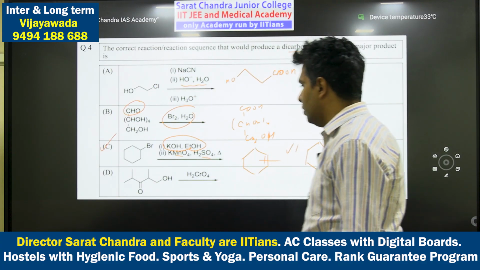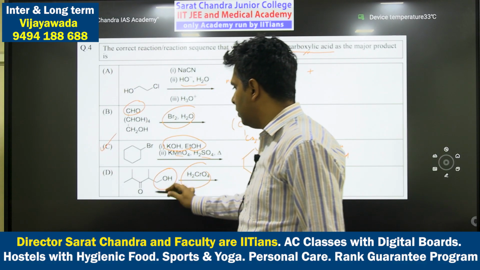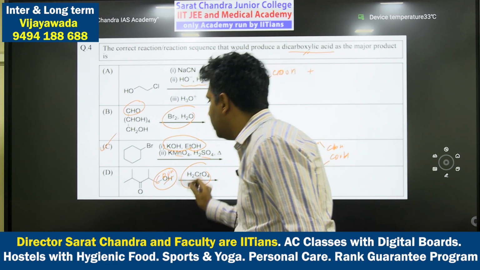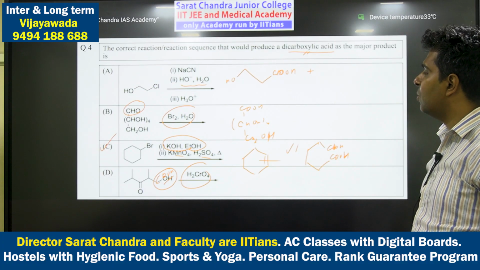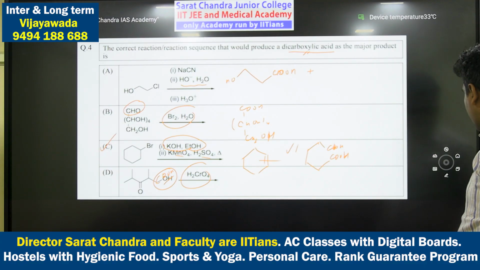You can check the D option also. So chromic acid will only oxidize this alcohol. It will not oxidize this ketone. So alcohol will be oxidized to carboxylic acid. So you are getting only monocarboxylic acid in D option. So dicarboxylic acid you are getting in C option only. So that is the answer.